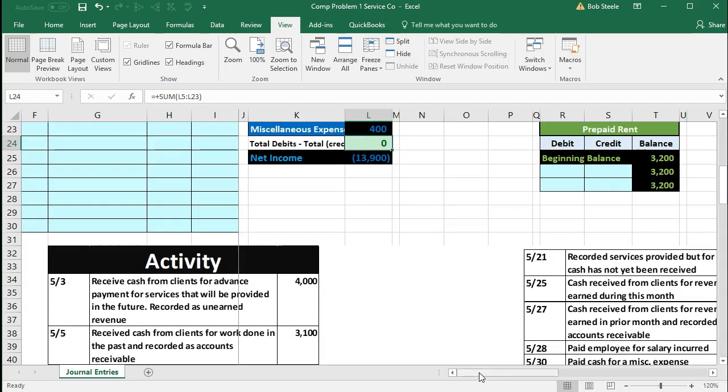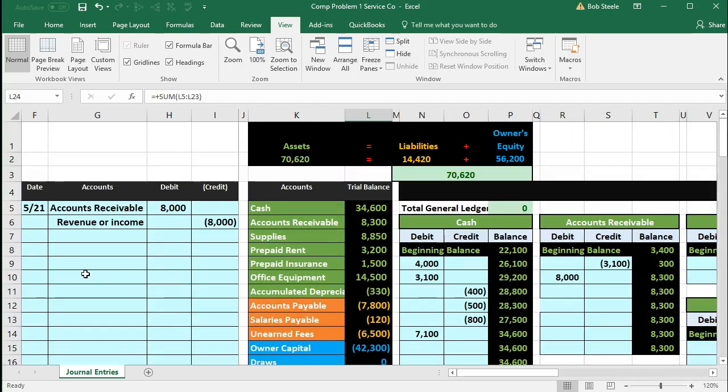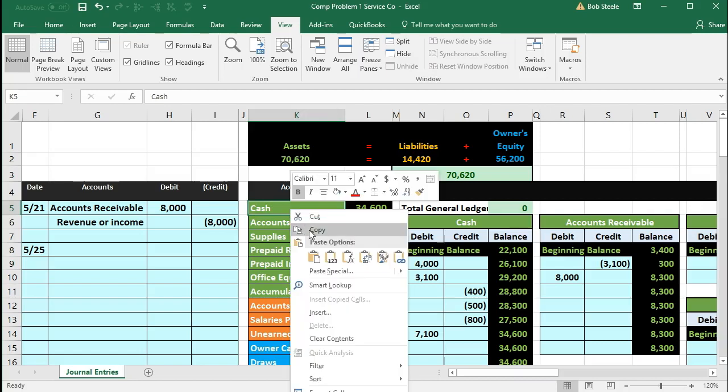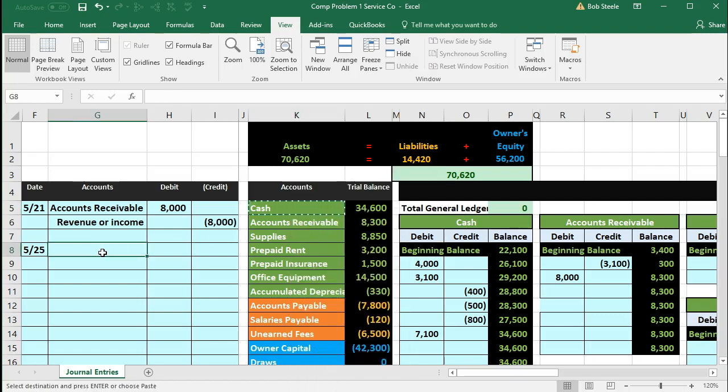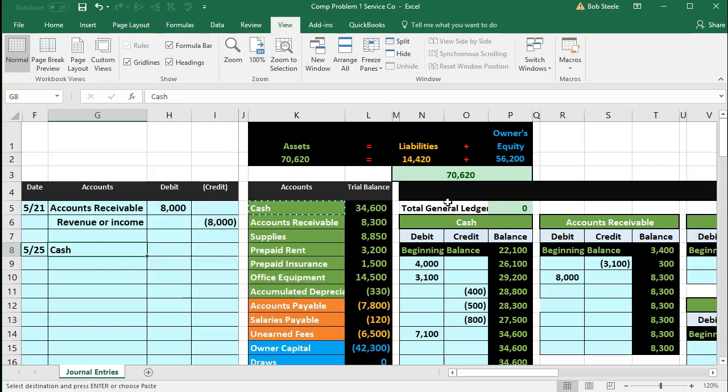Next transaction, we're on 525, says cash received from clients for revenue earned during this month. So I'm going to say 525 is our next transaction. And first question, is cash received? We're going to say yes. It says we received cash. So cash has a debit balance. We need to make it go up. Therefore, we're going to do the same thing to it, which in this case is another debit. So I'm going to copy the cash. We're going to put that on top in cell G8, right click and paste 1, 2, 3.